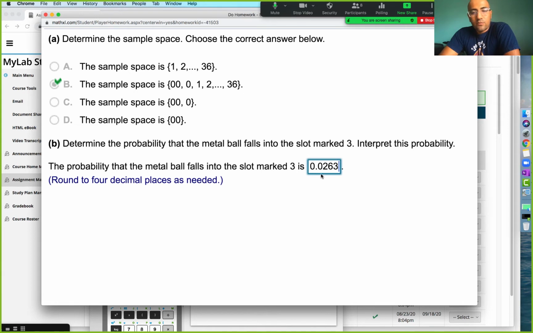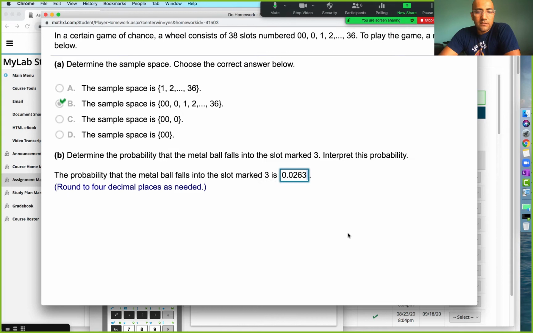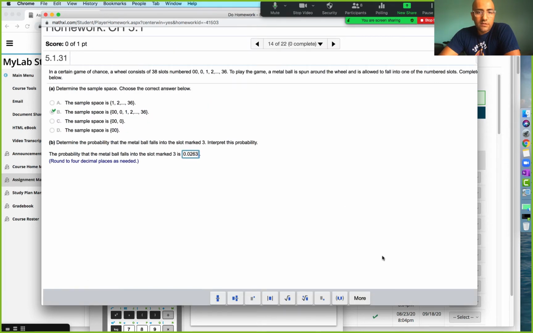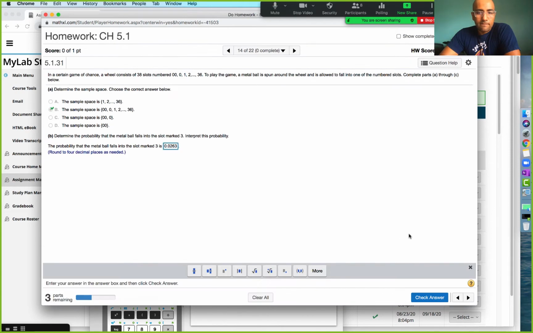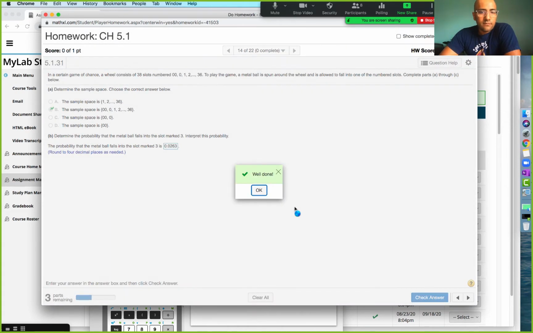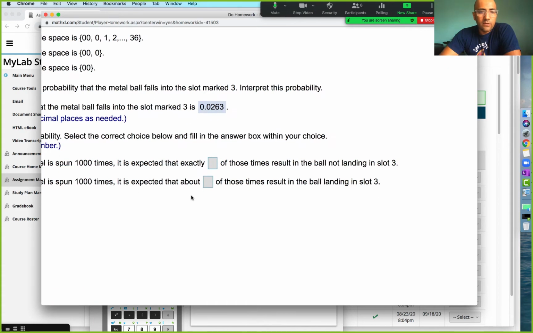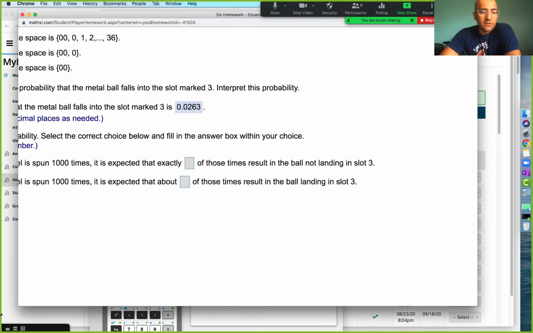Now, if this was a percent, we move this over 1, 2, and it would be 2.63% chance that this can happen. Good. So that's going to be part A, because I know next it says interpret the probability. So the probability that the metal ball falls into the numbered slot marked with a 3 is 0.0263. So now check answer. Well done, fantastic. And now it wants us to do a little explanation of what that means.